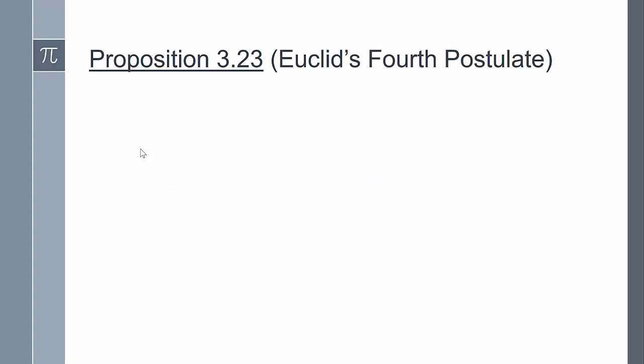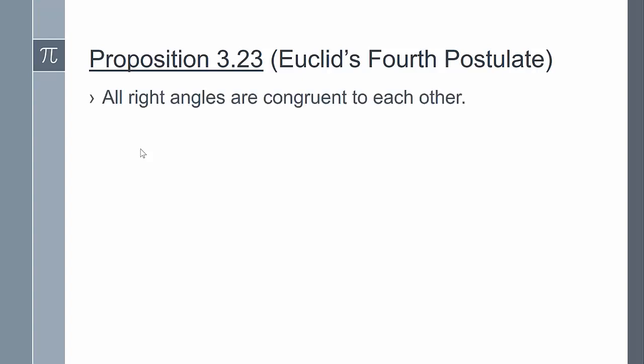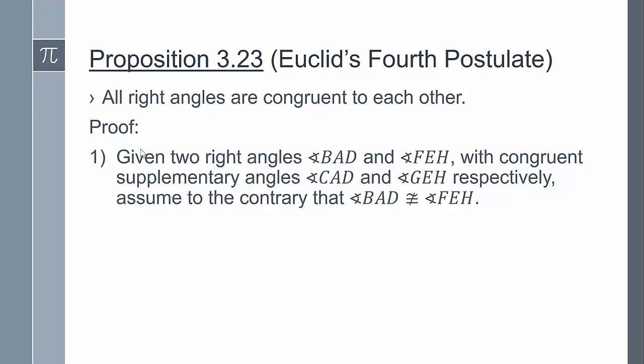The next proposition is proposition 3.23, which is Euclid's fourth postulate that states that all right angles are congruent to each other. So under Hilbert's axioms, it's no longer necessary to assume that all right angles are congruent to each other because we can prove this from Hilbert's axioms. So now we're going to look at the proof of this proposition.